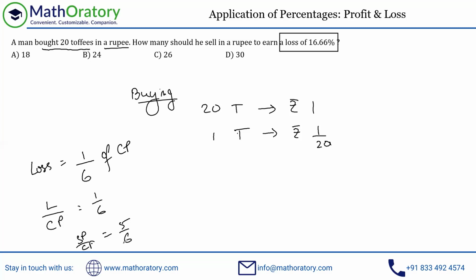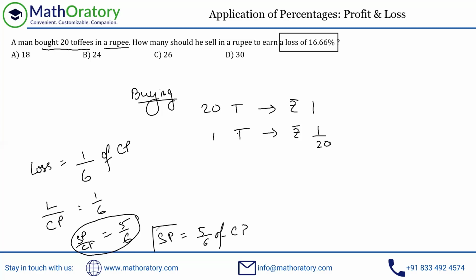The reason I'm subtracting is because there's a loss involved. Had this been profit, I would have just added it to 1. So 1 plus 1/6 would have been 7/6. That would have been the SP/CP ratio. So this should be the ratio of SP/CP, which implies that the SP should be 5/6 of the CP.